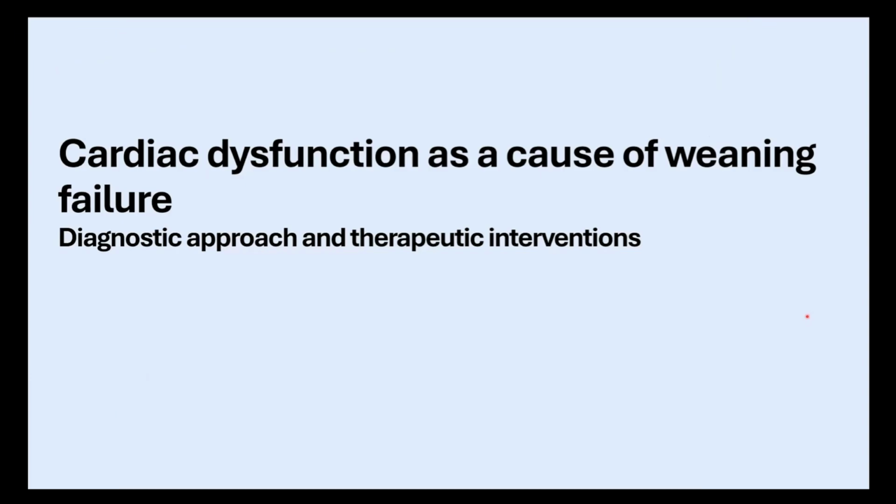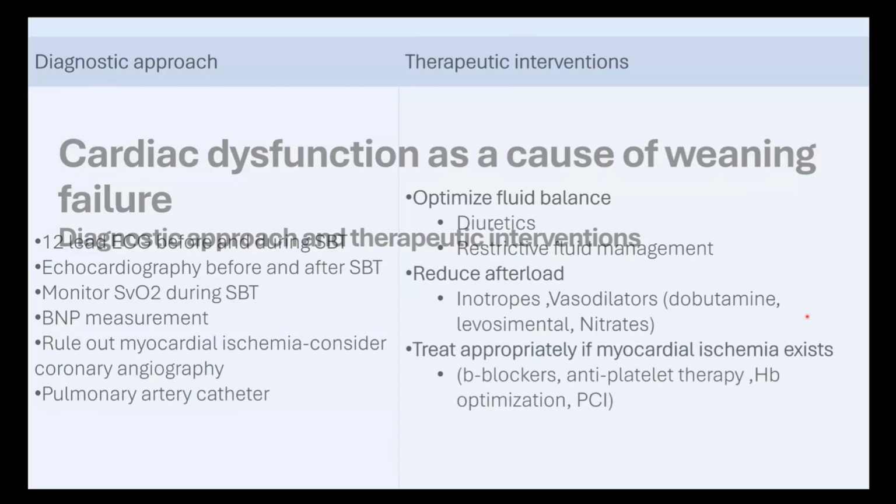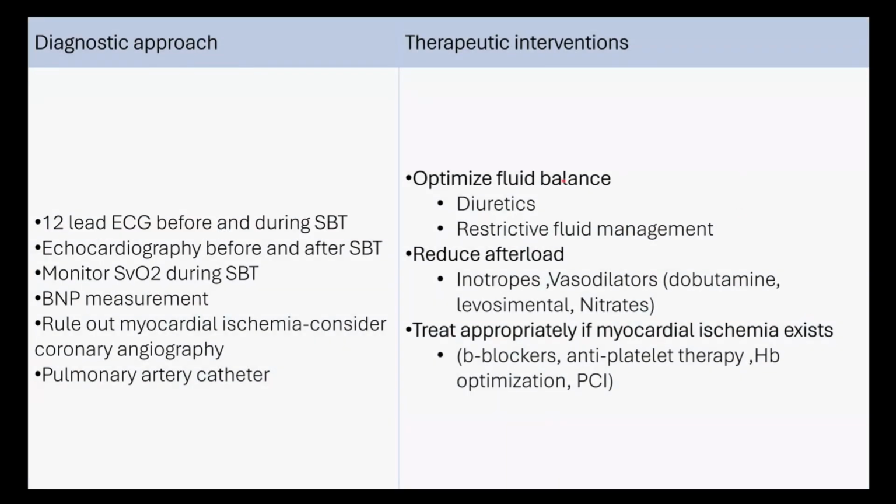So for cardiac dysfunction, then what do you do? What can you do? Diagnostic wise, you can do a 12-lead ECG before and after or during the spontaneous breathing trial. You can ask for echocardiograms. You can monitor saturation, venous oxygen saturation. You can measure pro-BNP. And you can consider angiography or coronary catheter. We no longer use it now.